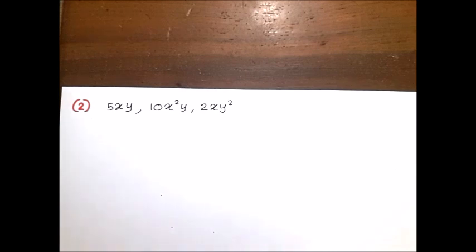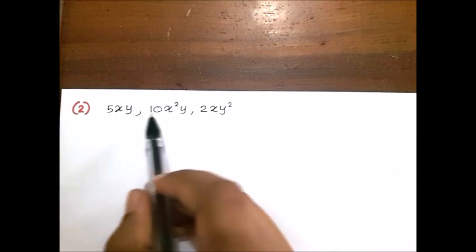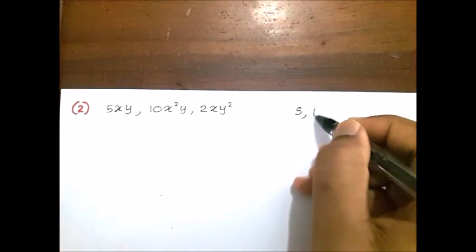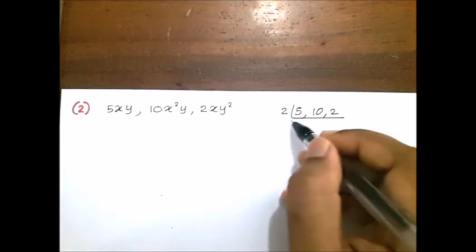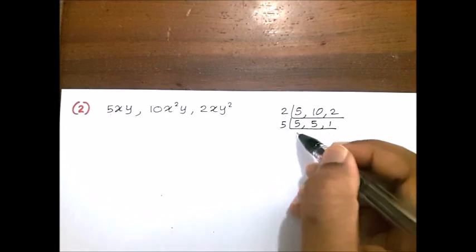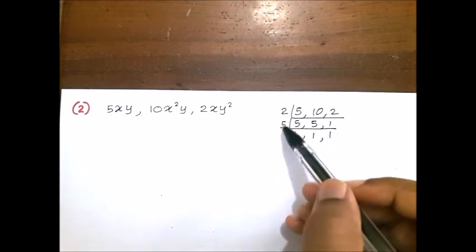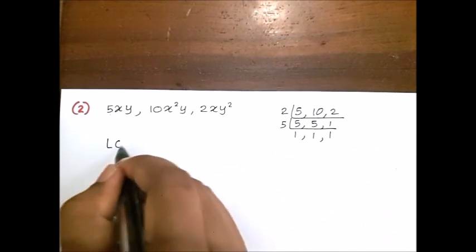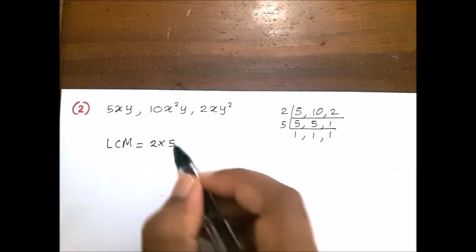Let's look at this second example. First find the LCM of these numbers. 5, 10 and 2. Divide by prime numbers. First divide by 2. Then divide by 5. LCM is 2 multiplied by 5, 10. Then write the LCM. 2 multiplied by 5, 10.